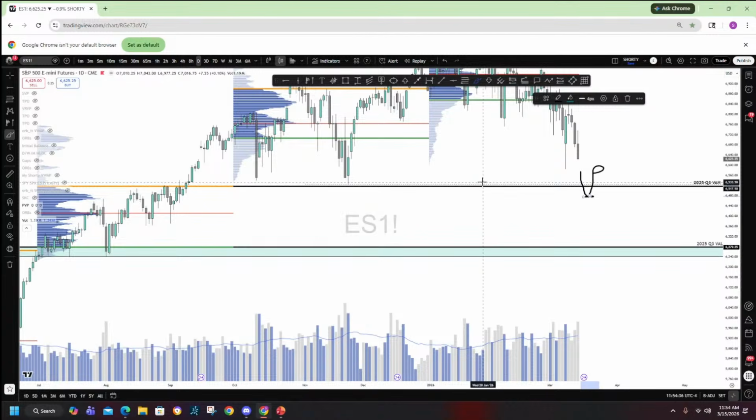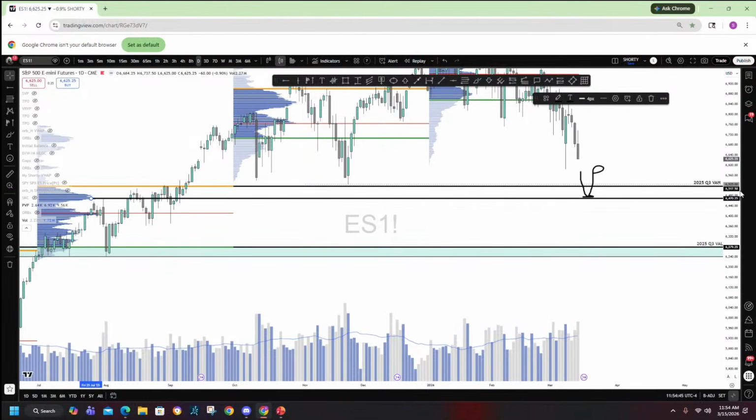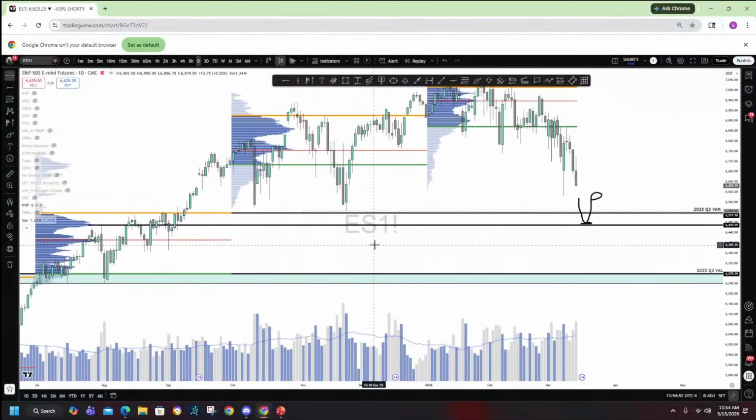No, it's rejection. That's excess, that's clear. That's a rejection. That means we hit somebody with the sitting orders right here. And this is a real level, 64.70. That means that there was something that happened on the bid.